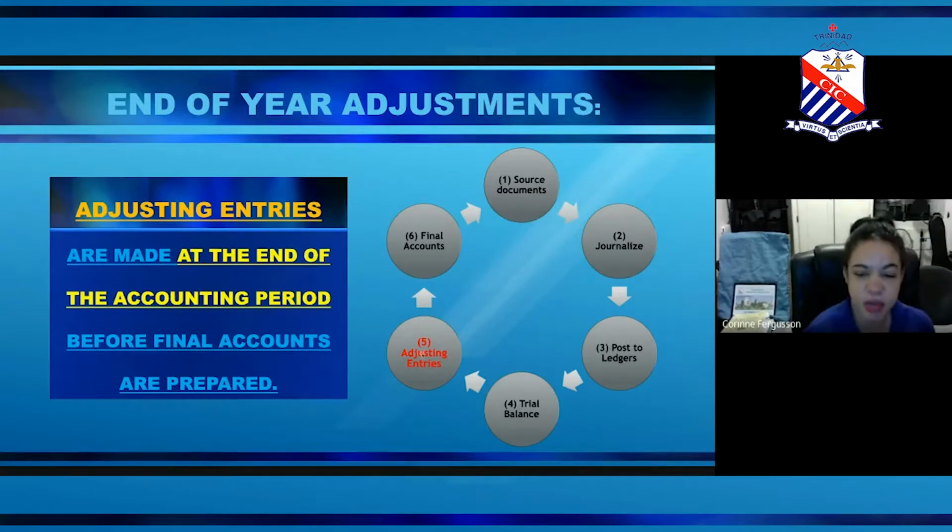And then this that we are going to do, we do at the end of the year as well. And then, of course, your final accounts, your income statement and balance sheet, you do at the end of the year. So these adjusting entries, which we are going to do, are done at the end of a period.